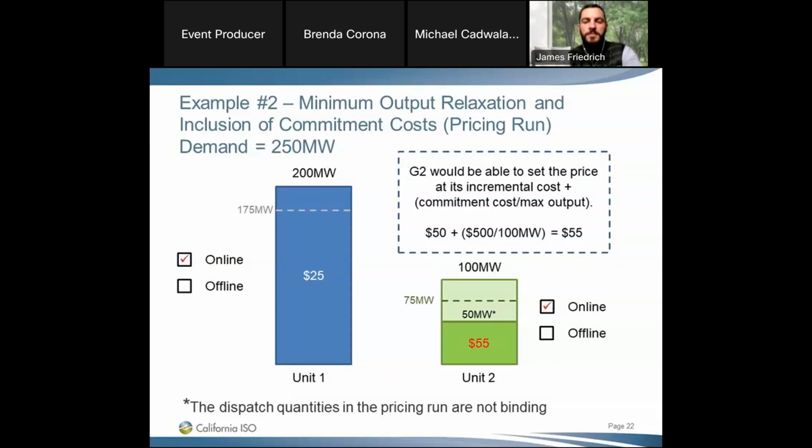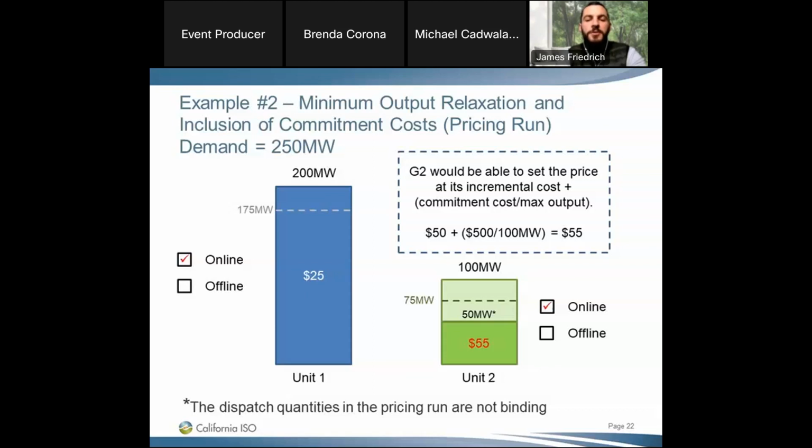I see a hand. Let's go to Lindsay. Hi, Lindsay Schluck with NV Energy. I just have a quick question. I was wondering, why is it divided by the max output and not the min? I guess because the min is 0 now with the fast start pricing, is that right?